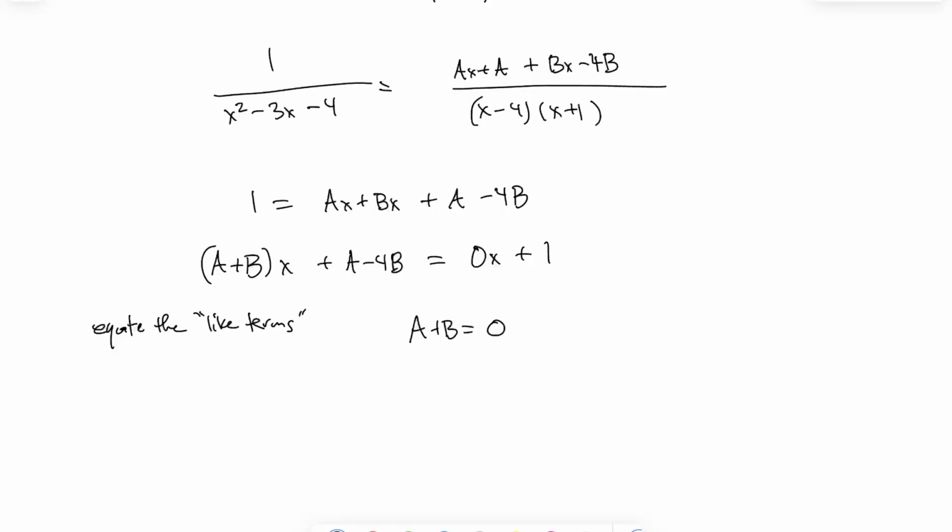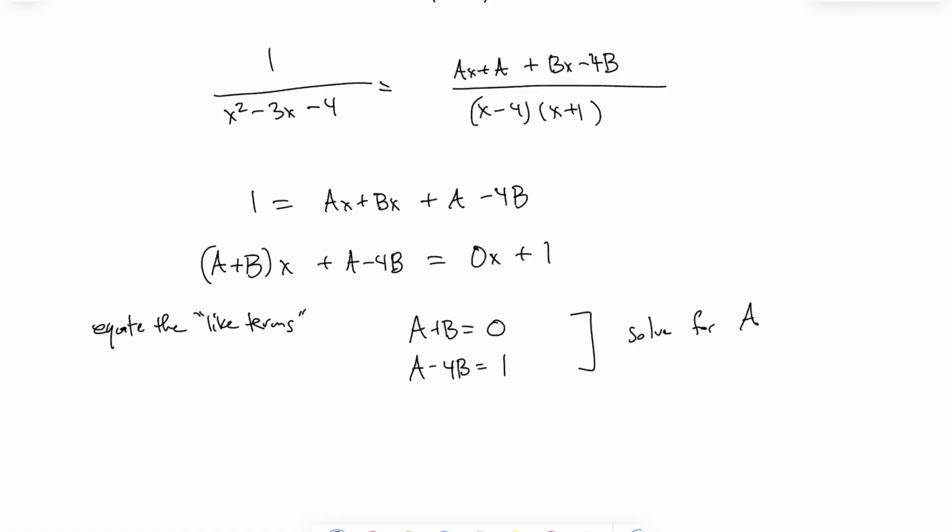That's the x terms. I'm equating the coefficients on x on either side. And then we also have equating the constants on either side. The left side is a minus 4b, and the right side is just 1. And here, finally, we can solve for a and b.